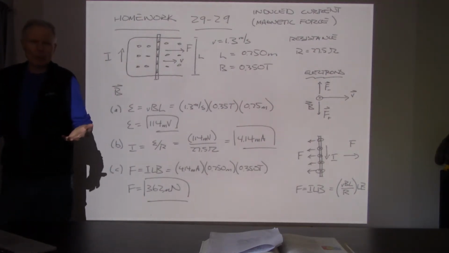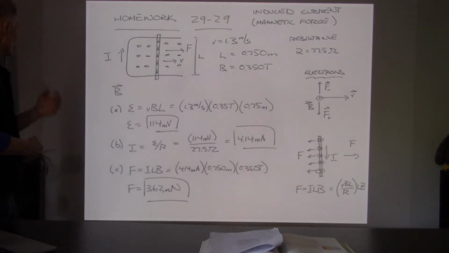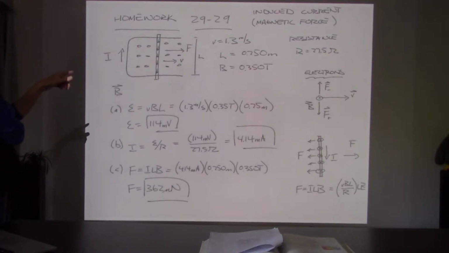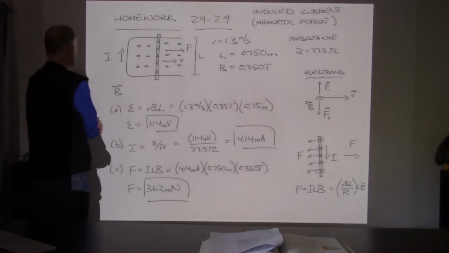It's not much force, so this is not a big, powerful generator of any type. We're only generating a voltage of 114 millivolts, around 1/10 of a volt. The current we're generating is only a couple of milliamps, and the force we need to keep it moving, 362 micro newtons. So tiny, a few hundred millionths of a newton.